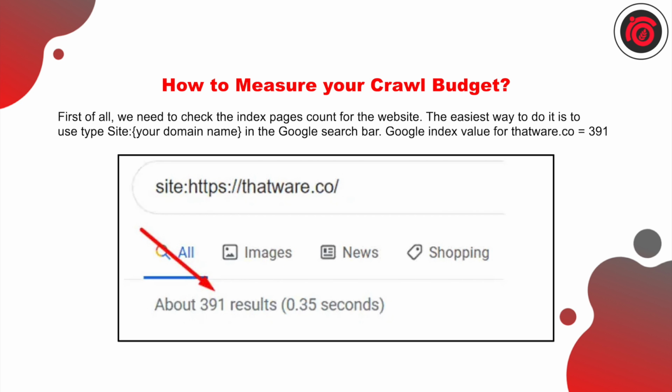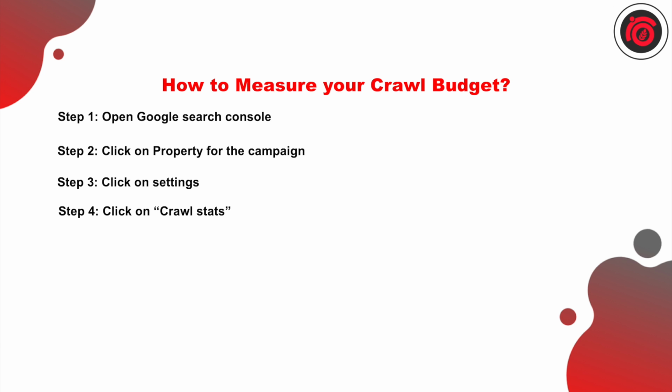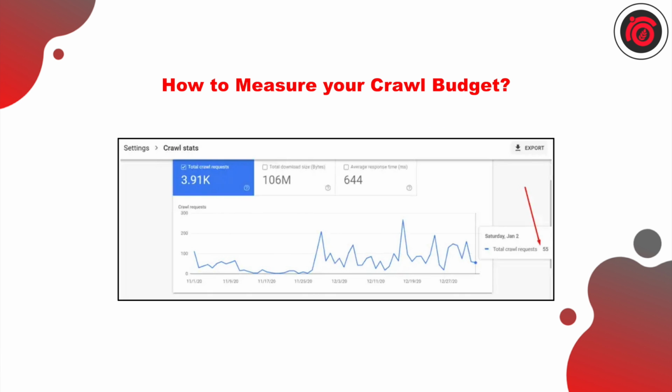Now let's move on to how you can measure the crawl budget of your website accurately. Go to Google Search Console, go to the settings tab, and go to crawl stats. The crawl stats consist of a graph which represents how many URLs are being crawled every day. You have to see the latest date and how many crawl requests have been sent on the latest day. Right now you can see there are 55 crawl requests. So that is your current crawl budget for this day, at that moment.